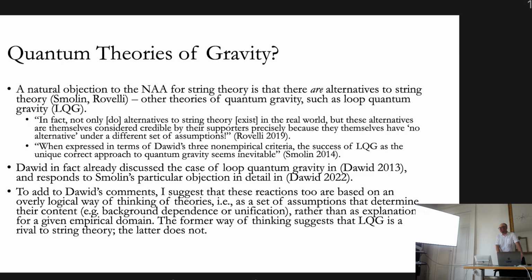So David had already anticipated these objections in his book, but he responds to Smolin's particular objections in detail in another paper, a recent one, 2022. This is, I think, a better topic for discussion among ourselves. But I get the feeling that some of these reactions are based on an overly logical way of thinking of theories, that what we have is a set of assumptions that determine the content. Maybe we assume background dependence or unification or something like that, and on the basis of that limits underdetermination, and we can make no alternatives arguments or things like that.